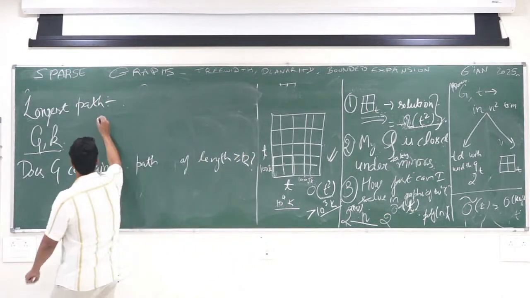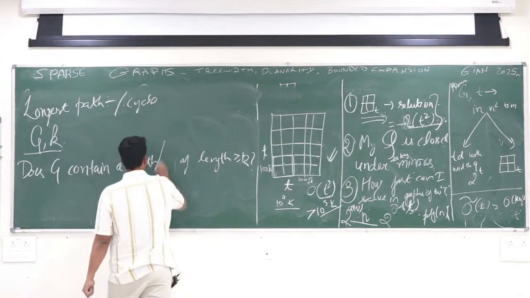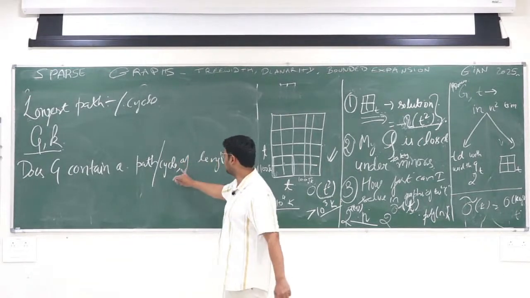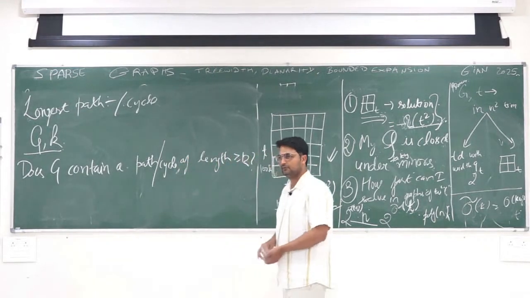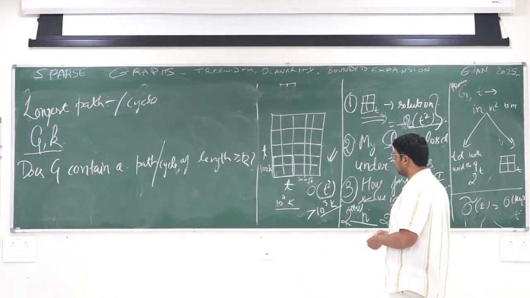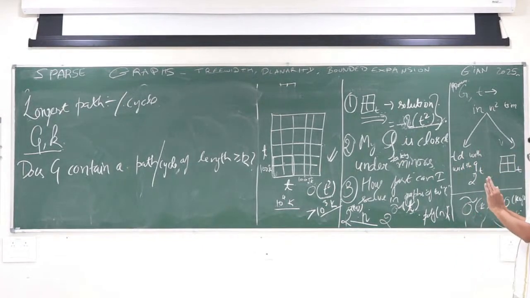And just as we have longest path, we have longest cycle as well. The input is the same, and the question just changes: do we have a cycle of length at least k? These two are very important problems in graph theory and graph algorithms. So let's try to fit these problems in our framework.